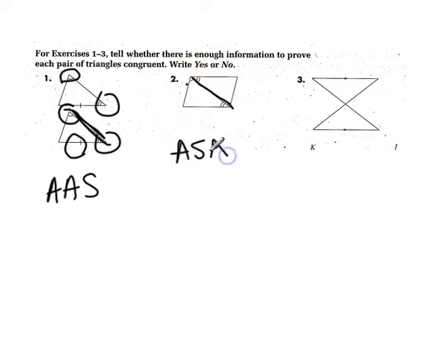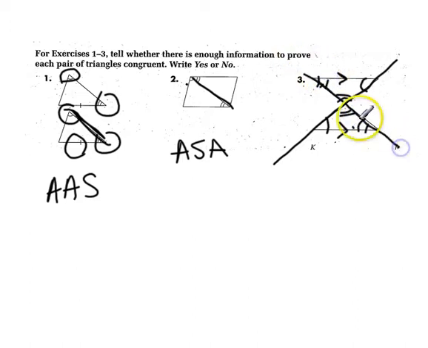Since that side is in between the two angles that are equal to each other, that's angle, side, angle. For the last one, we see these arrows and they tell us that those two lines are parallel. And then we have this transversal. So we know that this angle is equal to this angle. And we know that this angle is equal to this angle by vertical angles. This angle here is also equal to this angle up here because they're also alternate interior angles. But what you'll notice is we don't have any sides that are equal. So the answer is no, there's not enough information to prove those two triangles are congruent.